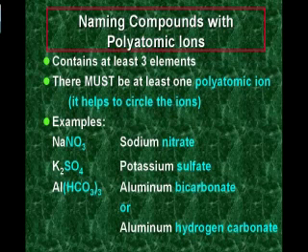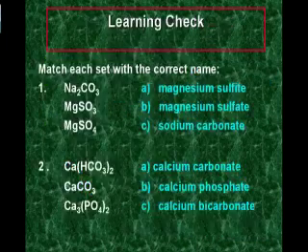And then finally the last one, aluminum. Notice this one has 4 elements. That HCO3 there goes by 2 names actually, bicarbonate or hydrogen carbonate, and it doesn't really matter which one of those 2 you use. So this particular compound then would be aluminum bicarbonate or aluminum hydrogen carbonate.